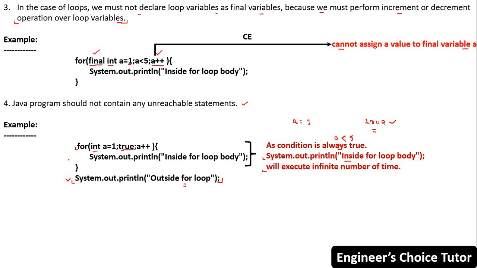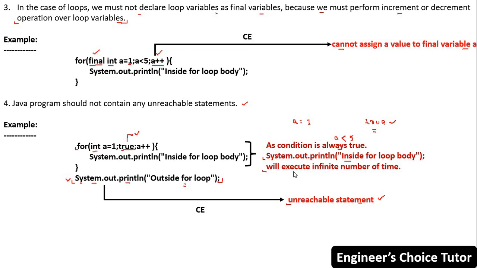Because of that, the statement after the loop will never get a chance to execute. The compiler will check this and notice: okay, the condition is always going to be true, it means this statement is not going to be executed. So why allow this? Because of that, the compiler will throw an error, that is unreachable statement. It will say, hey boss, this is an unreachable statement, why are you taking this statement here?